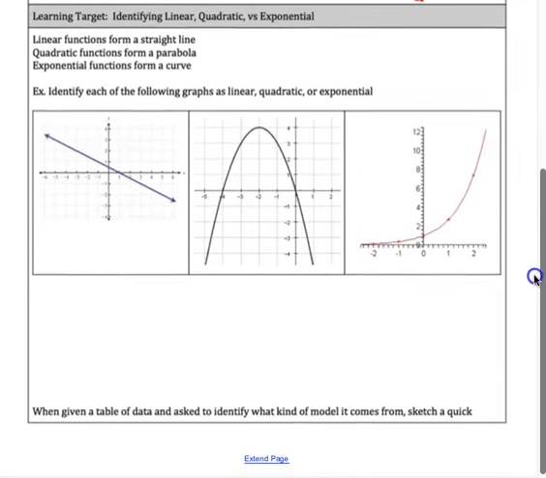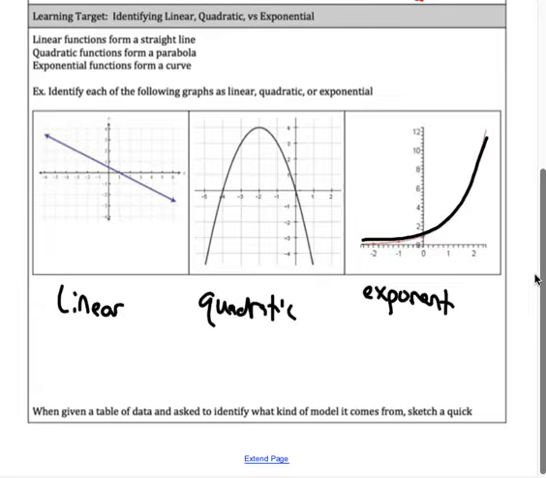Our final learning target is identifying linear, quadratic versus exponential. Okay, so when we're doing this, remember linear just means a straight line. So hey, cool, this is linear. Quadratic is what forms a parabola. So this would be quadratic. And then exponential is the curve like this.